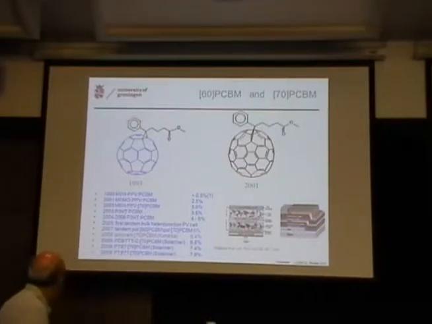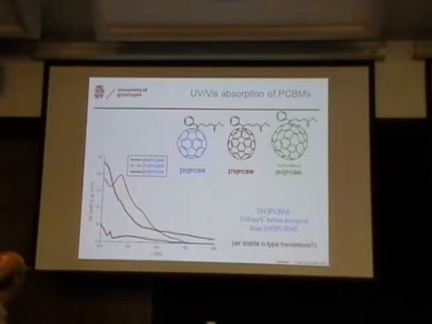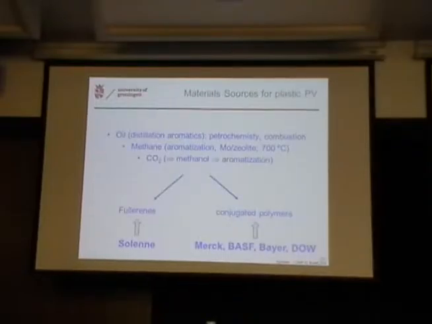So 60 PCBM, 70 PCBM, as I showed in this picture already. I don't need to stop there. 84 PCBM, it's 350 millivolt better accepted than 60 PCBM. So it's very interesting for N-type transistors, but don't ask me about the cost.